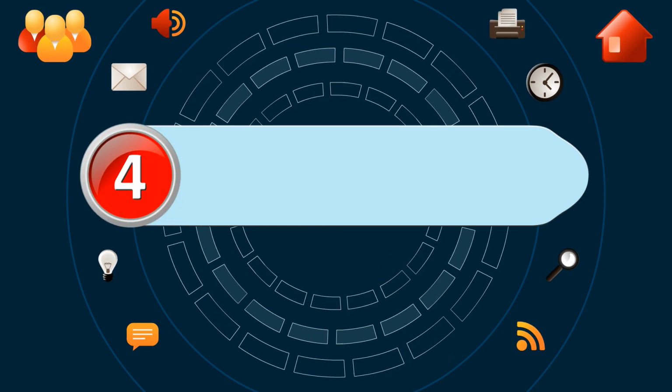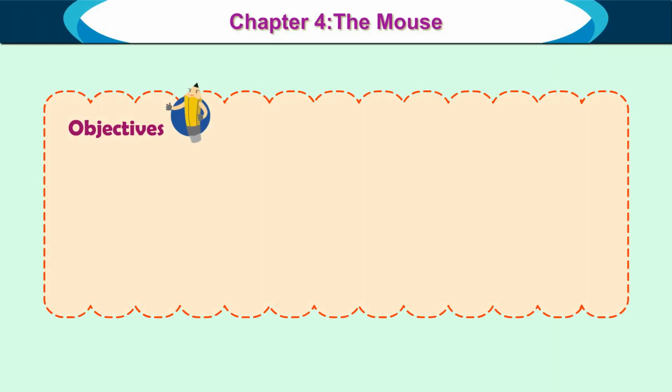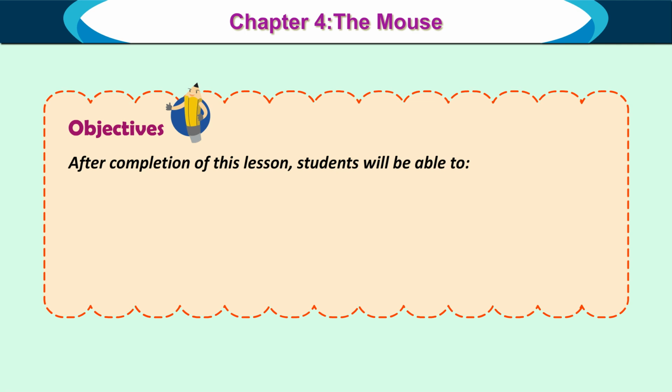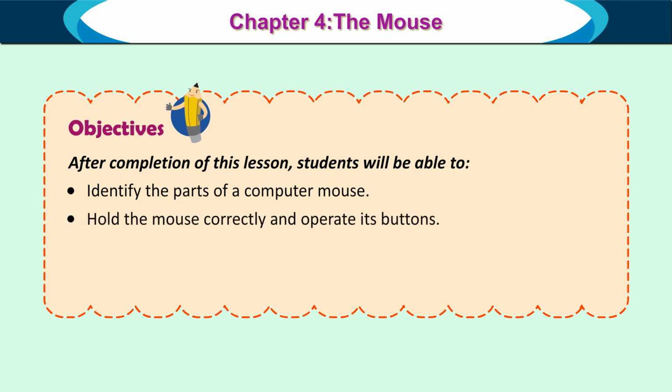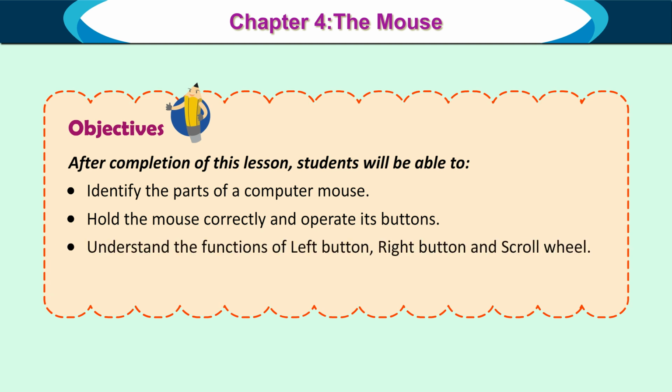Chapter 4, The Mouse. Objectives. After completion of this lesson, students will be able to identify the parts of a computer mouse, hold the mouse correctly and operate its buttons, understand the functions of left button, right button, and scroll wheel.